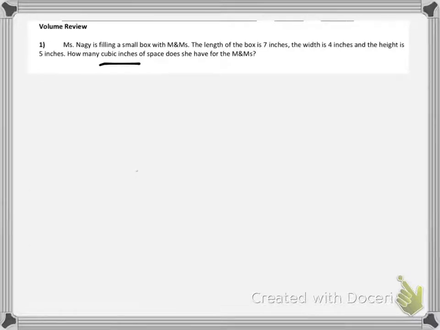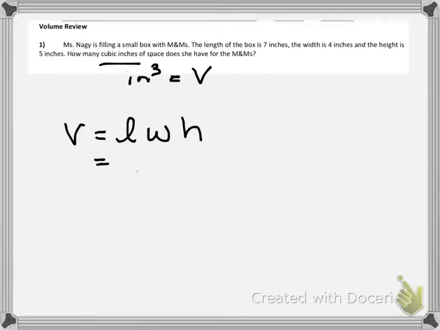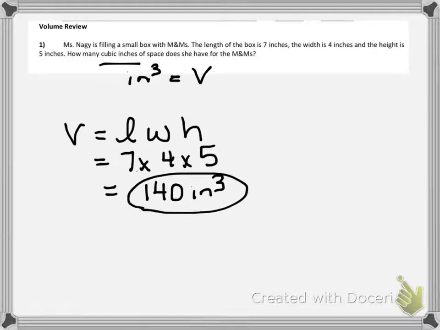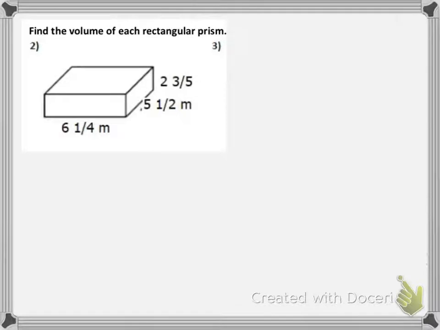So cubic inches means that's inches cubed. We're looking for the volume. So we know the formula for volume is length times width times height. So we're going to substitute in what we know. The length is 7, the width is 4, and the height is 5 inches. And then we're just going to multiply those three numbers together. 7 times 4 times 5 gives us a product of 140 inches cubed, or cubic inches.